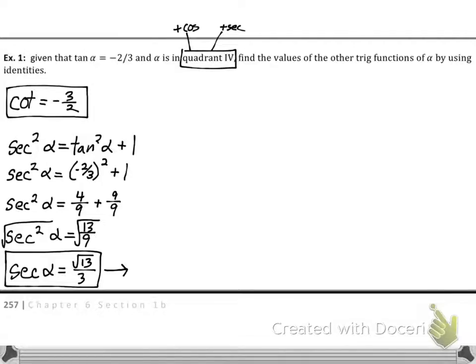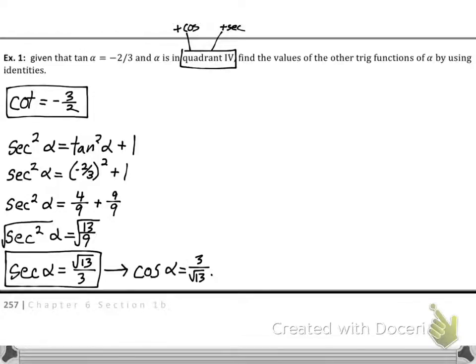Now, is secant positive or negative? Positive. Thank you, Rosie. So we're going to leave it positive. All right, we know it could be positive or negative, but we know it's positive because it's in quadrant 4. All right, once I know secant, who can tell me what I'm going to do next? I know we haven't done this yet, but what should be my very next step if I know secant? Cosine. I'm going to get cosine, because cosine is our inverse. So we'll have cosine of alpha is going to equal 3 over square root of 13.